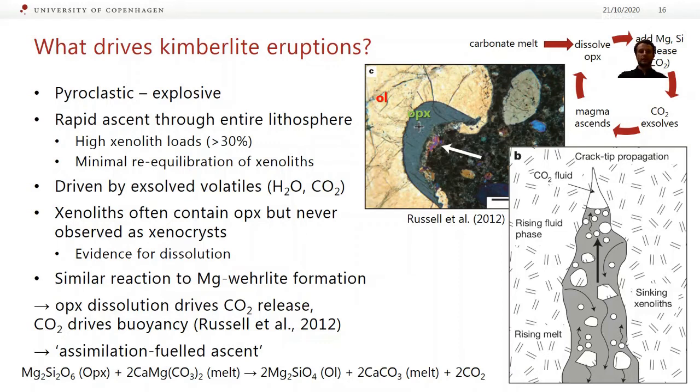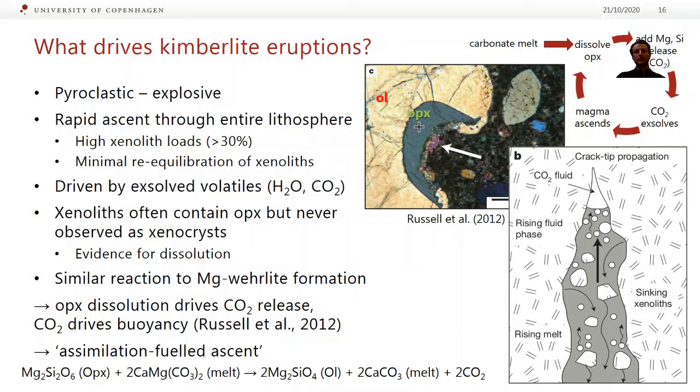So basically, this kind of eruption is probably driven by exsolved volatiles. These would be water and carbon dioxide. Different people would debate on how much influence each one of those has. And I'm going to talk a little bit about a model from Russell et al. 2012.